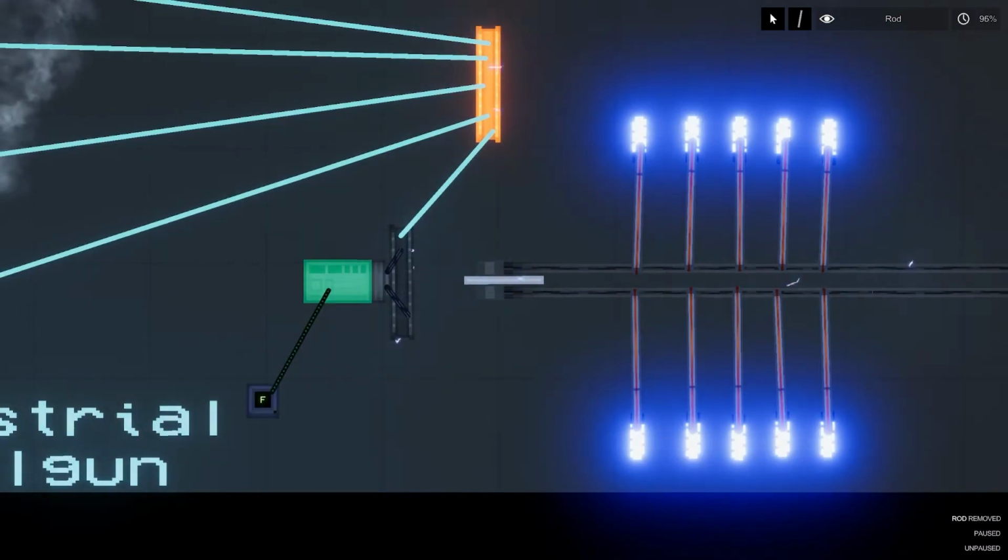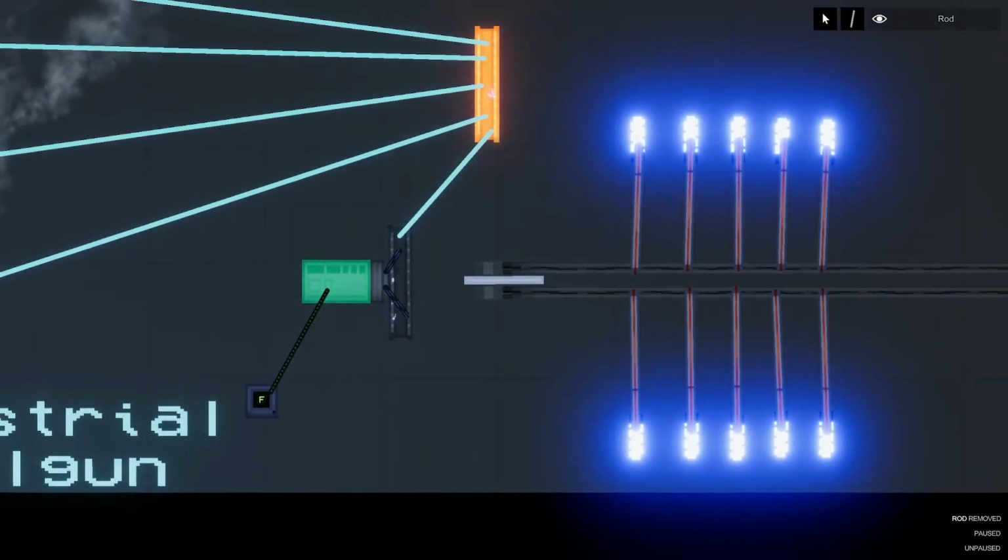Let's go ahead and follow one of these rods on its magical journey. Alright. Oh, okay. So, it went so quick that you couldn't even tell that it had bounced off of one side. And then it bounced off of the back. And now here we are. Somewhere around the middle of the map.